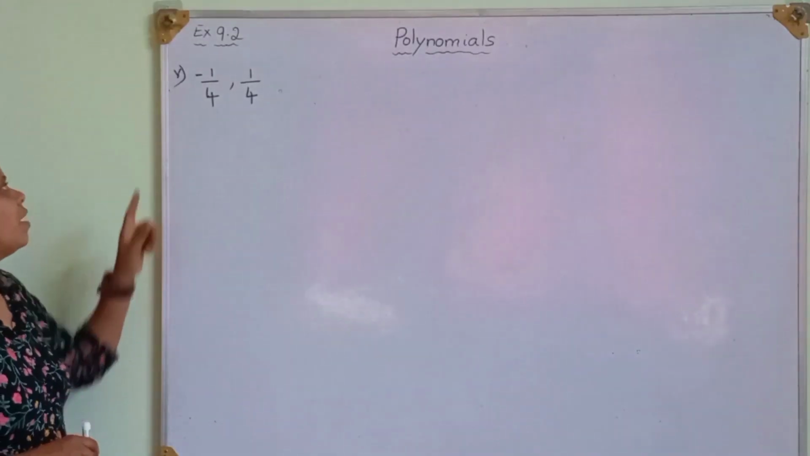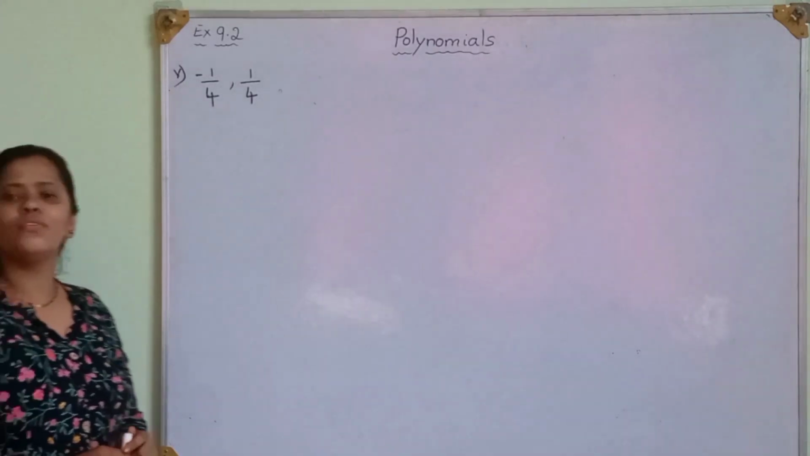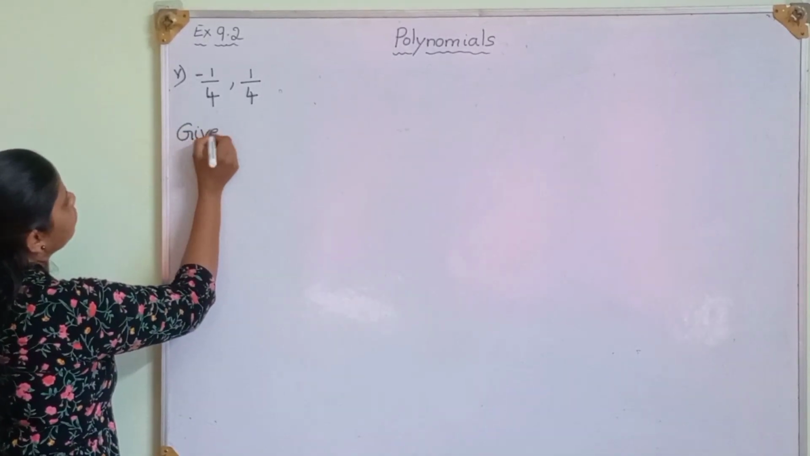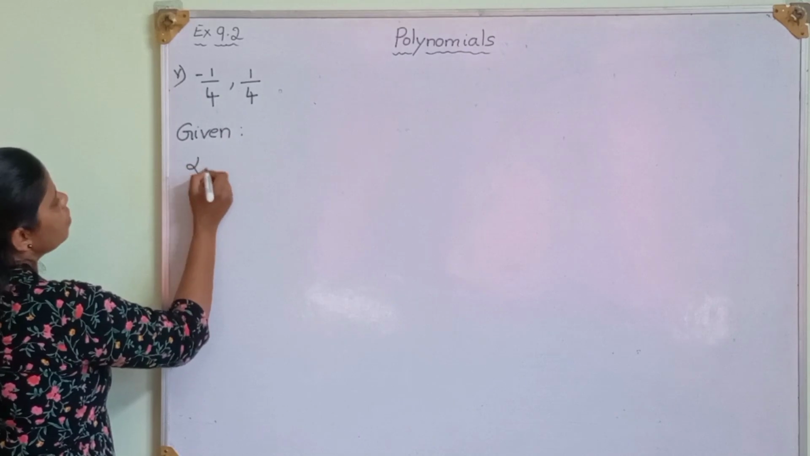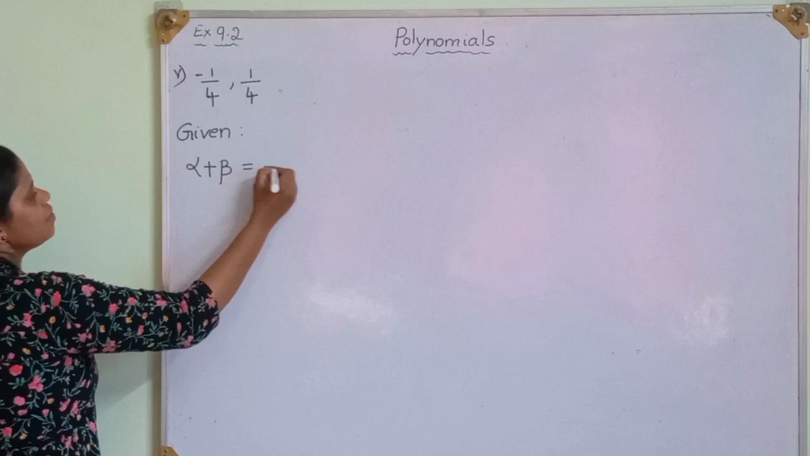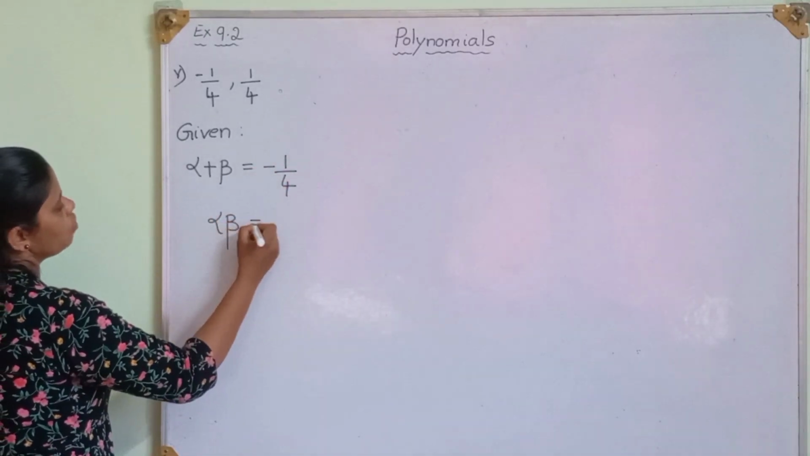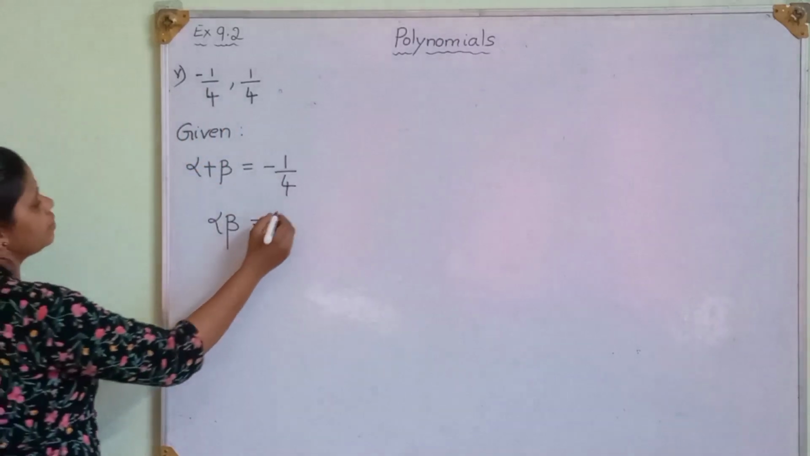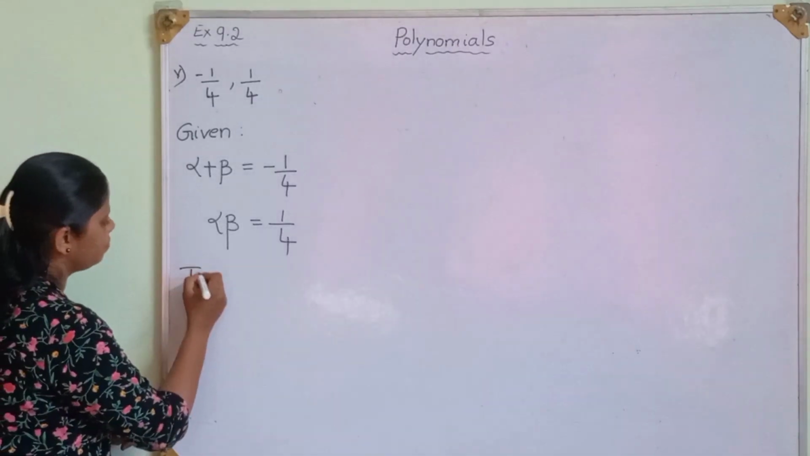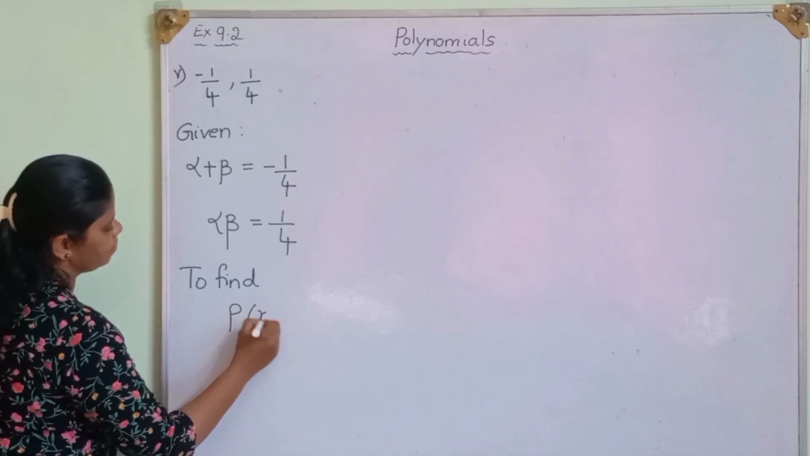Let us solve the fifth one. We know that they have given the sum and product of zeros of the polynomial. That is, what is given? Sum of the zeros of the polynomial, that is alpha plus beta, is minus 1 by 4. And the product of zeros of the polynomial, that is alpha into beta, is 1 by 4. It is given. What we have to find? We have to find P of x.